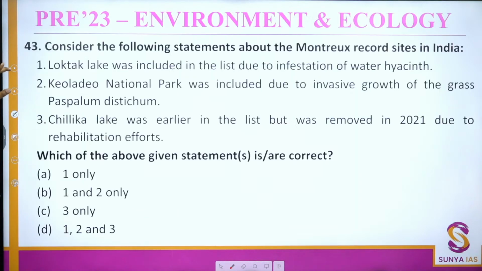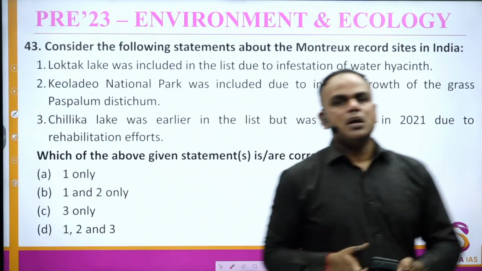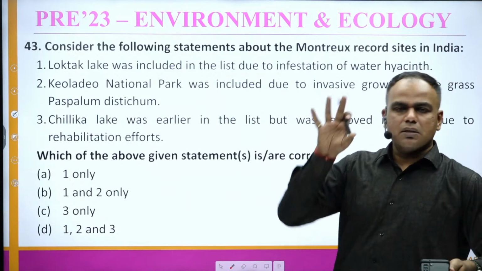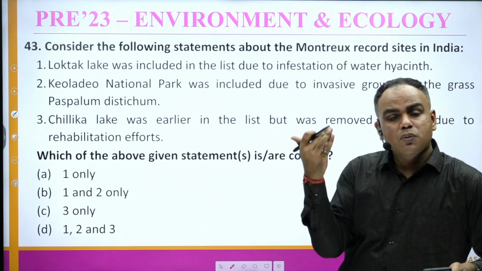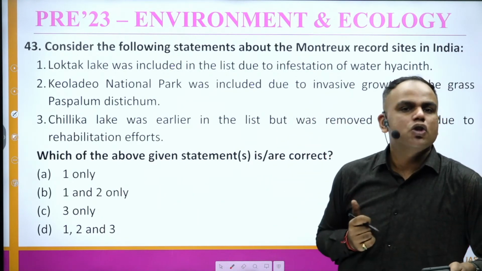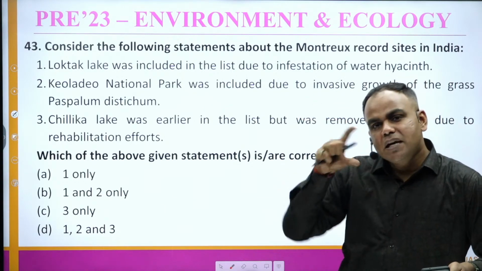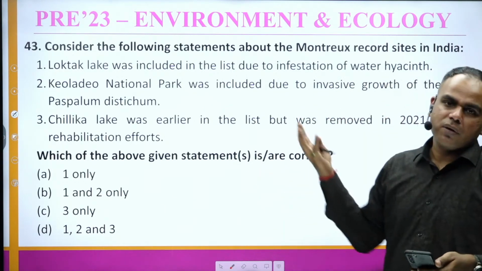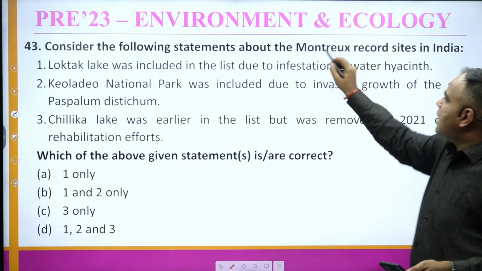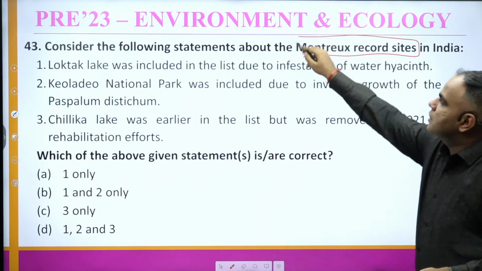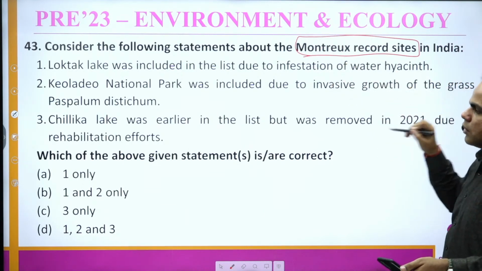Moving forward now, Montreal Record. Again, this is something you should know. Under the Ramsar Convention, India has a total of 75 wetlands. Now there can be some other wetlands which are of very, very high ecological importance. Those wetlands can be threatened, are being threatened, or can be threatened in the future by some degrading changes. First of all, that is the basic idea of these Montreal Record sites. The first site in India to be added to the Montreal Record was Chilka Lake.